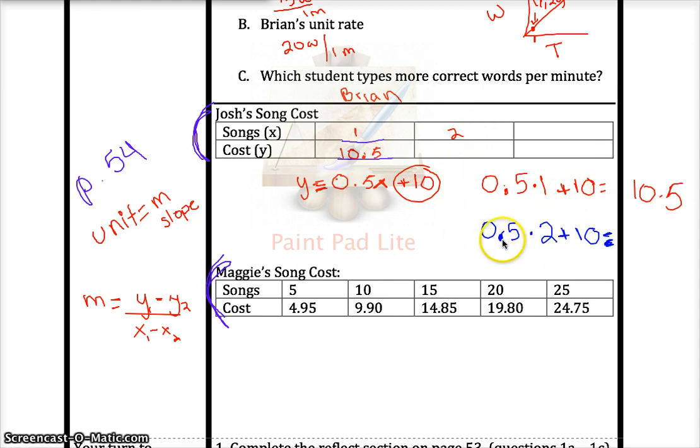All right, so I plugged it into my equation, so I did 0.5 times 2 plus 10. When I do 0.5 times 2, that's going to get me 1. And then 1 plus 10 is just 11. And then I took that 11 and I wrote it into my XY table up here. So now I've got for one song, it was 10.50. For two songs, it was 11.